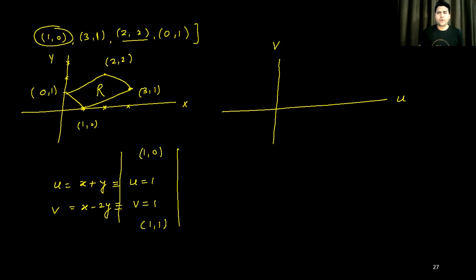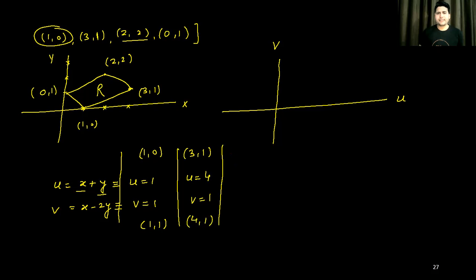Moving to the second point, 3 comma 1. So 3 comma 1 will look like X is 3, Y is 1. So U will be 4 and V will be 3 minus 2, that is 1. So the point will be 4 comma 1.